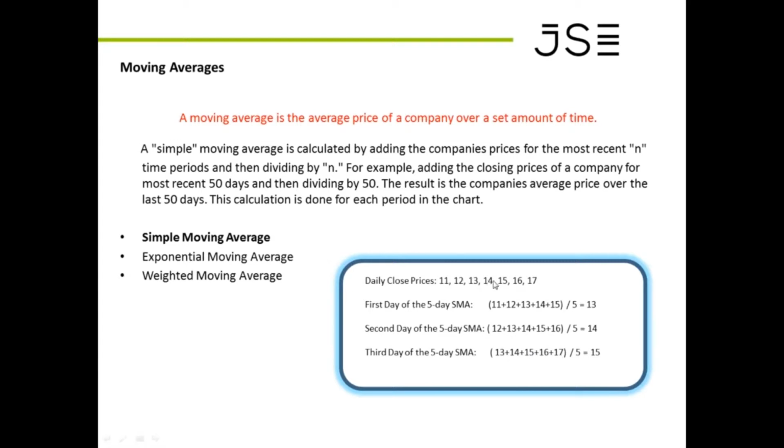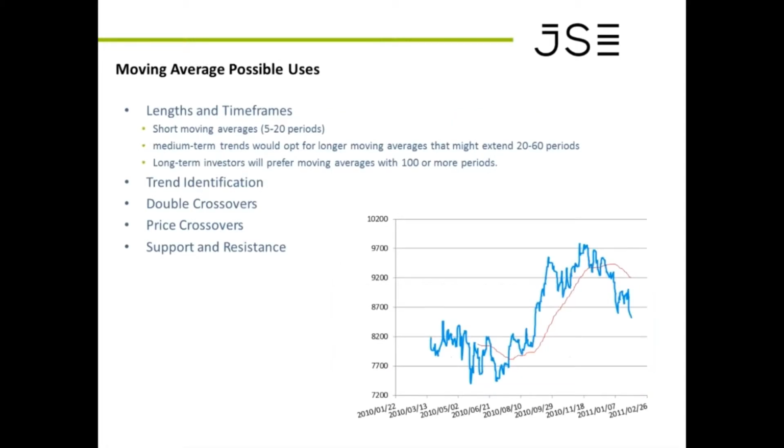The second day, as in the next day, you take 12, 13, 14, 15, and 16. You're dropping off the previous figure that you used because you're only using the most recent 5 days. You divide it by 5 and you get 14. On the third day, you take 13, 14, 15, 16, 17, and divide it by 5 again, and you'll get 15. And you go plot that on your chart. That is a moving average, a simple moving average.